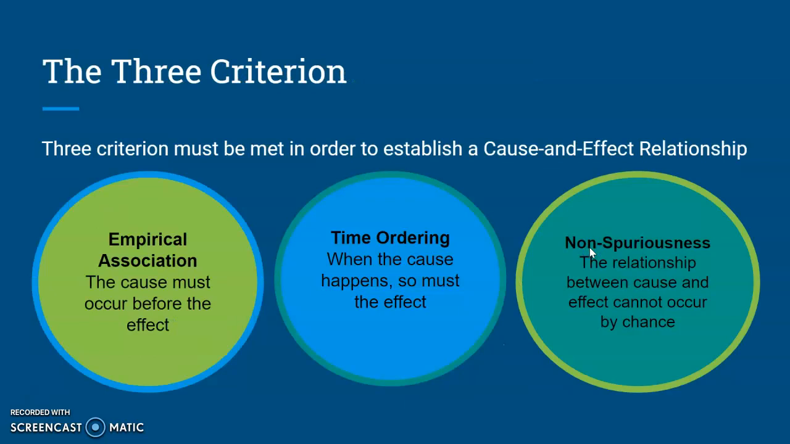There are 3 criteria that must be met in order to establish a cause and effect relationship. First, there is empirical association. Second, time ordering, so the cause must occur before the effect. And then non-spuriousness, which means the relationship between cause and effect cannot occur by chance, so it must be causal.